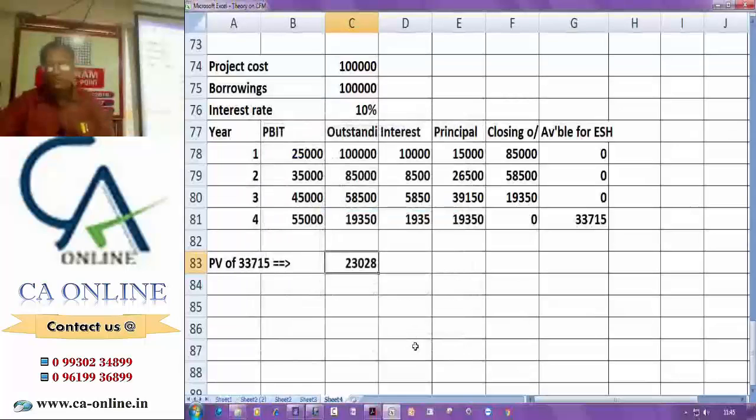$23,028. Are you understanding, all of you? Now, what is this figure that is written as 23,028? What is it you understand from this? The present value of 33,715. What is 33,715? Amount available to equity shareholders.